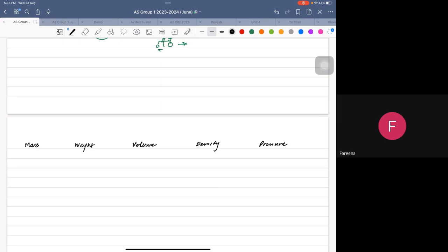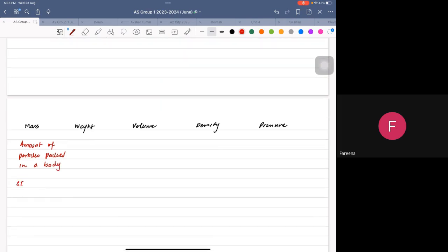Talking about mass first. Mass is the amount of particles packed in a body. The symbol that we use for mass is small m. The SI unit for mass is kilograms, and mass is measured by an electronic balance. Everybody knows that, right?